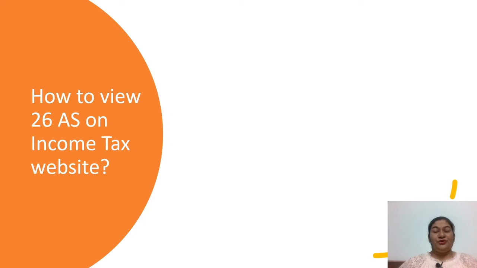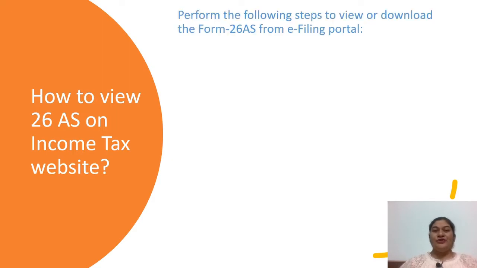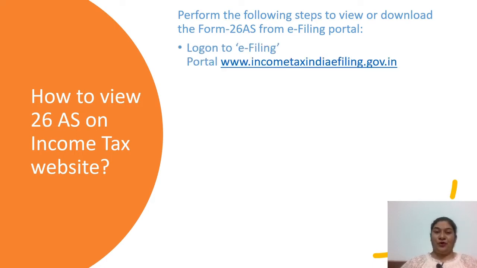So now you know that the information related to tax deduction you will get in Form 26AS. Now you will ask how and where to view this Form 26AS. So there is a guideline. Let's see where this information is received. Perform the following steps to view or download Form 26AS from the e-filing portal. This is the income tax website where you file your returns. So there only you will get this form.